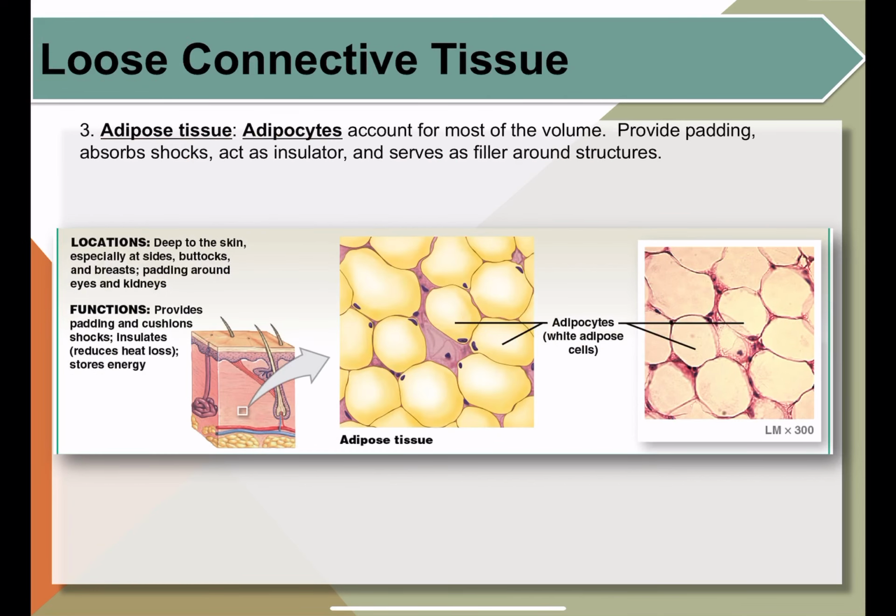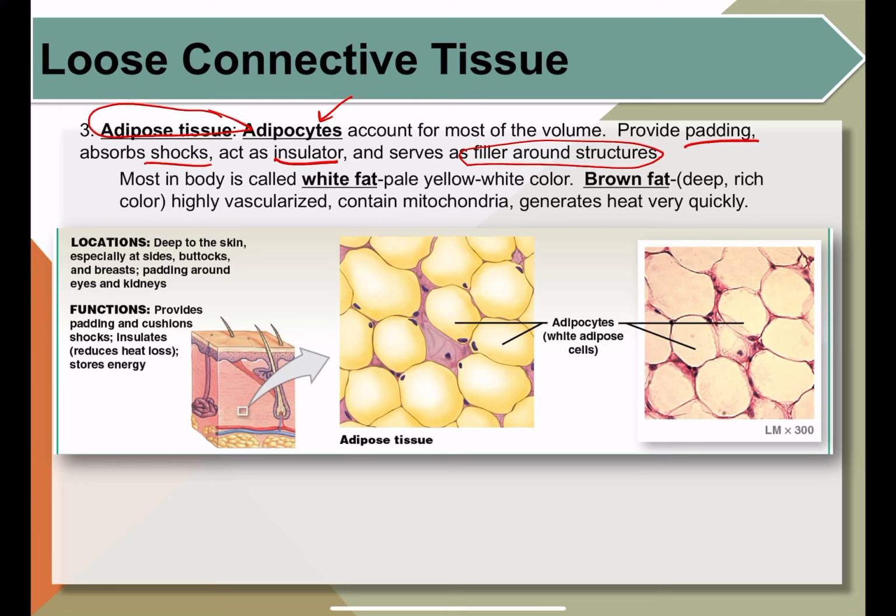Okay. So you have the third specific kind of loose connective tissue, which is your adipose tissue, and the specialized cells within this tissue are called adipocytes, like I've talked about earlier. So adipose tissue is what provides padding, absorbs shocks, acts as an insulator, serves as filler around organs and structures, all that good stuff. Okay, so most of the adipose tissue in the body is what we call white fat, which is that pale white-yellow color that we're seeing under the microscope.